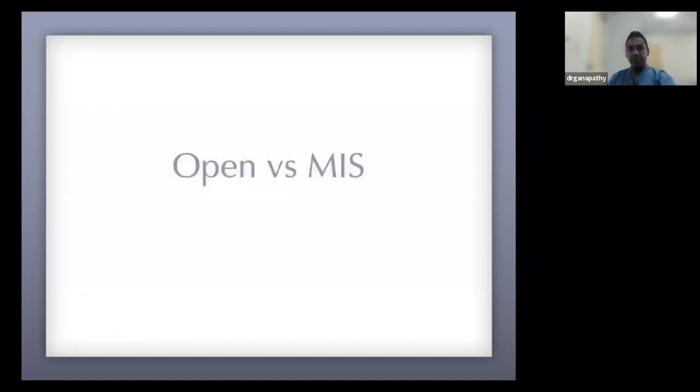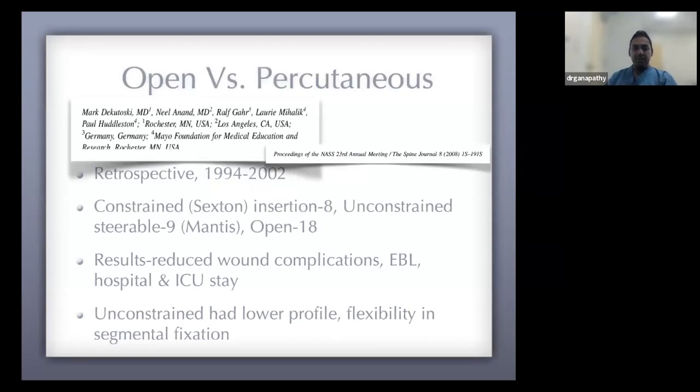The next question is open versus MIS. There are several studies, open versus percutaneous. This was a retrospective review from 2008. This is the old system that, in fact, if you remember the first set of pictures I showed you, that was a Sexton technique. I don't think we use Sexton, or maybe have a version of that now.